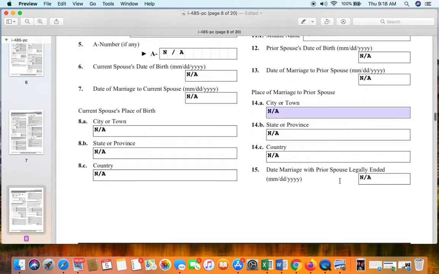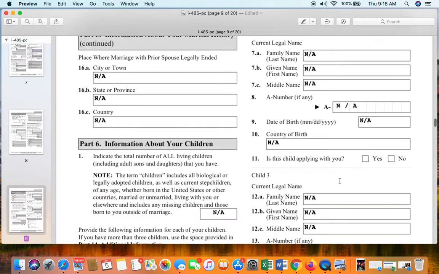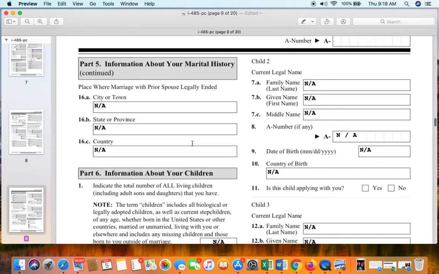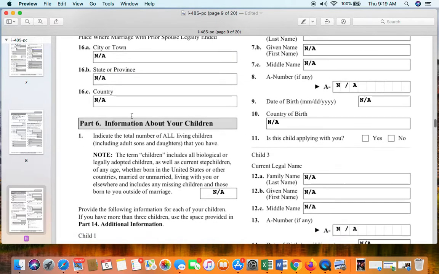Part 5, information about your marital status. Put NA because our K2 has not been married. Part 5, information about your marital history, NA. This is for our K2, since our K2 or derivative applicant is not yet married. So just NA.